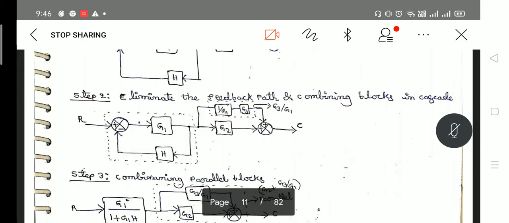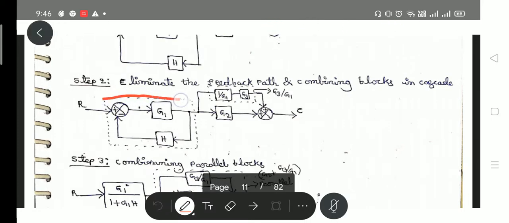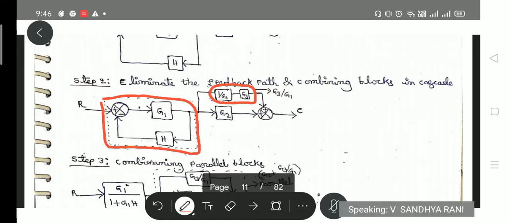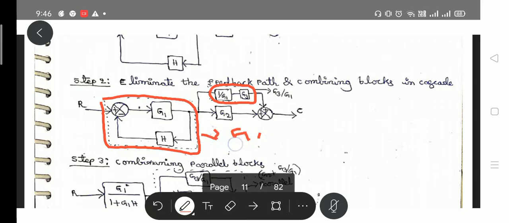After shifting, this is the diagram. This is the elimination of the negative feedback loop. Both are in cascaded connection, so we can reduce these two blocks. The elimination of negative feedback loop formula is G1 by 1 plus G1H. In place of this whole block, I am writing G1 by 1 plus G1H. This one is G3 by G1, after the cascaded connection.